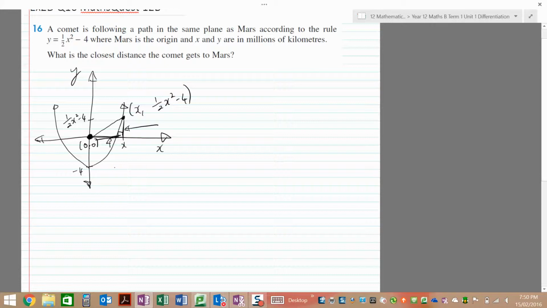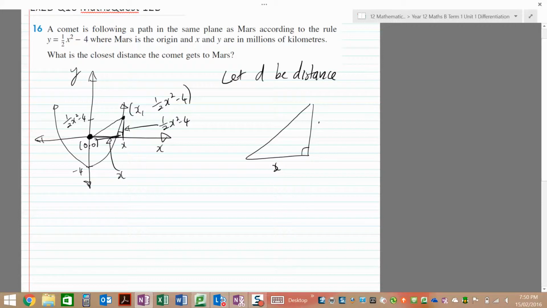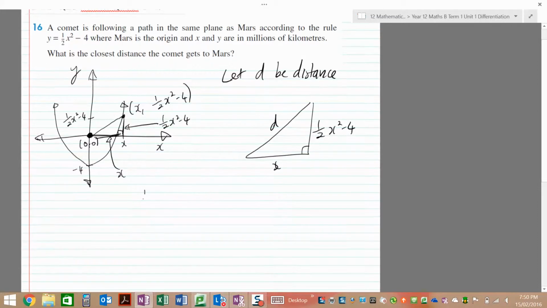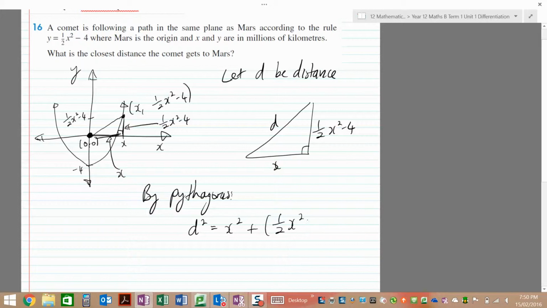Again, right angle triangle. This distance is x, this distance is a half x squared minus 4. So I can draw my right angle triangle here. Again, let d be the distance. We've got x here, and a half x squared minus 4. There's d. Okay, again by Pythagoras, d squared is x squared plus (a half x squared minus 4) all squared.